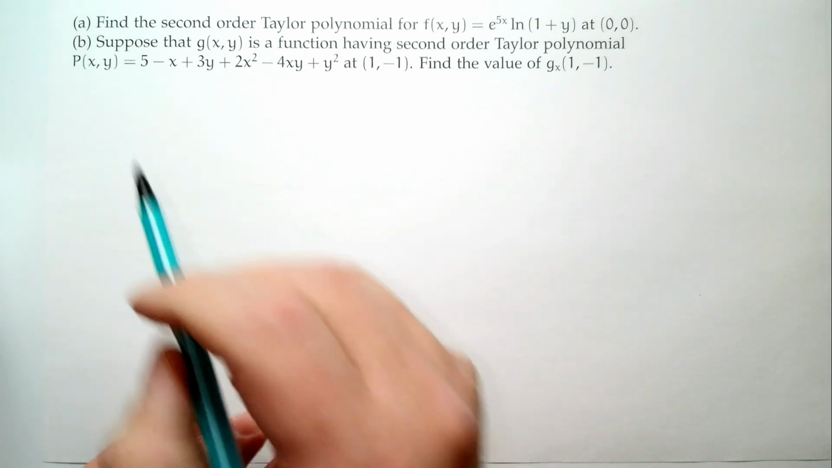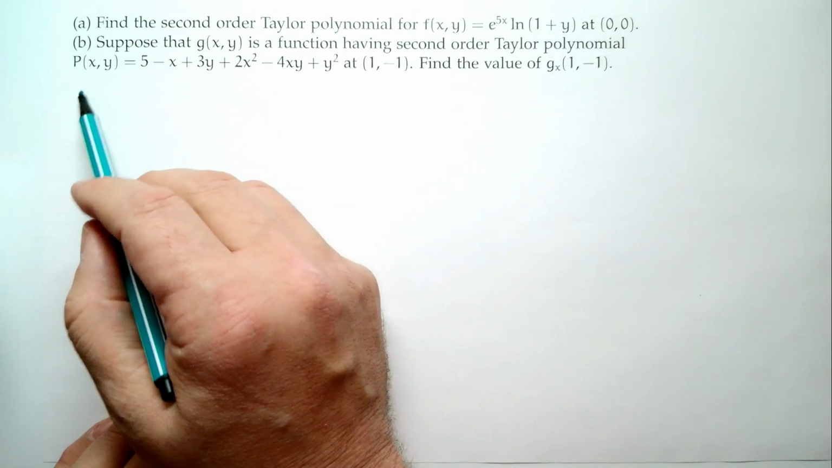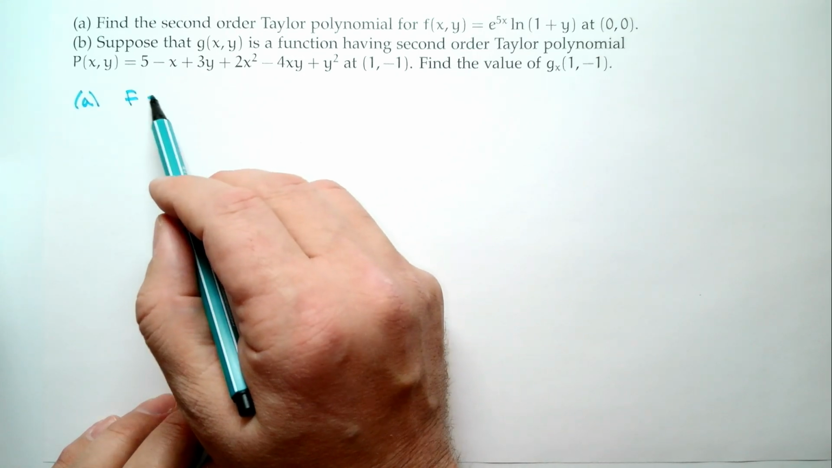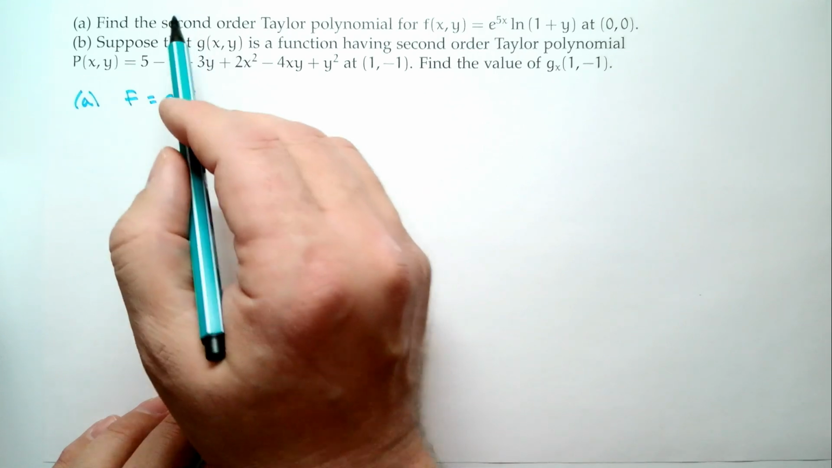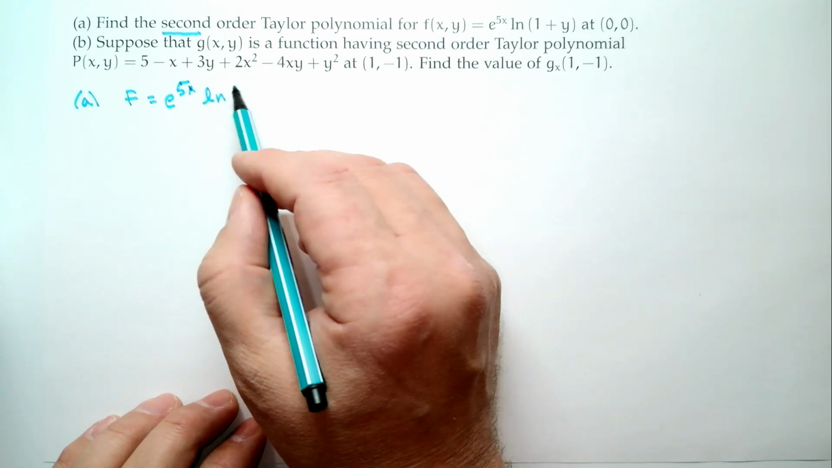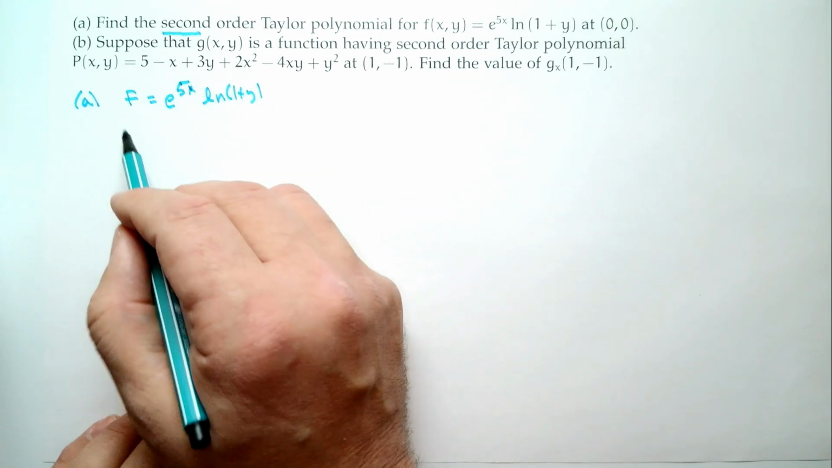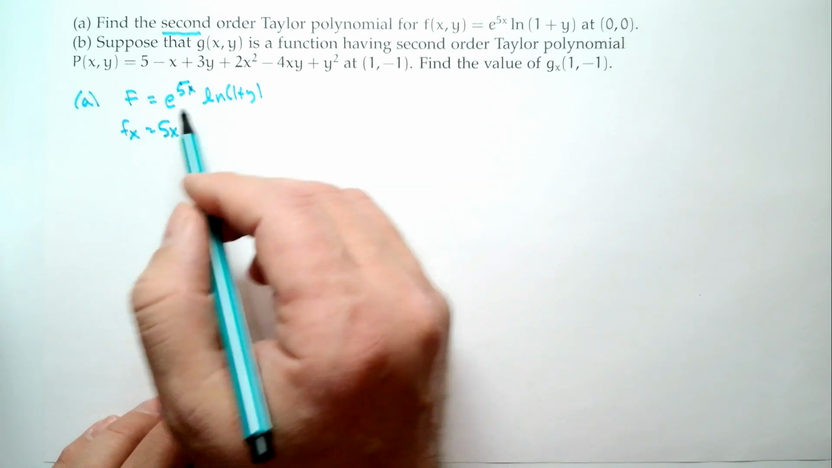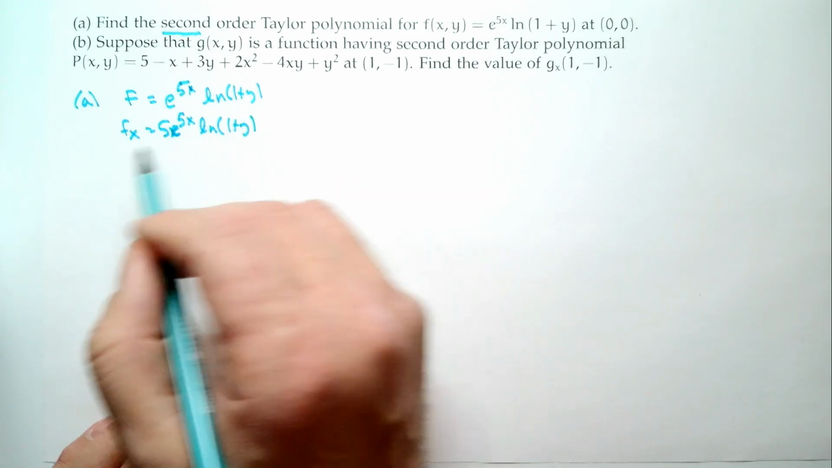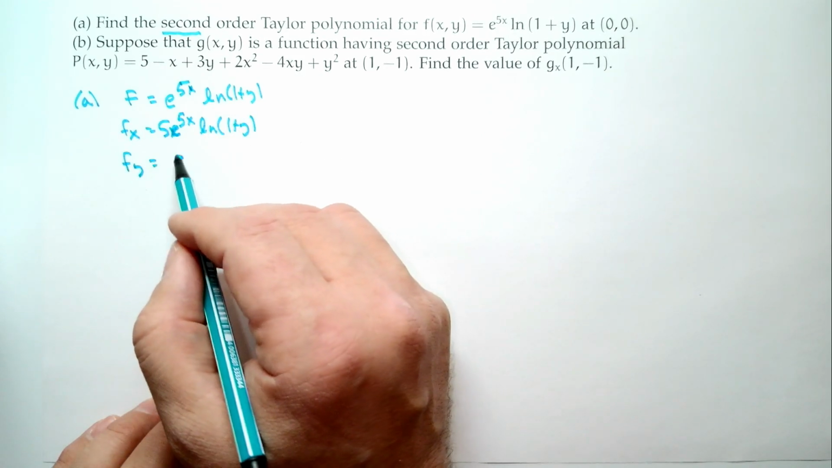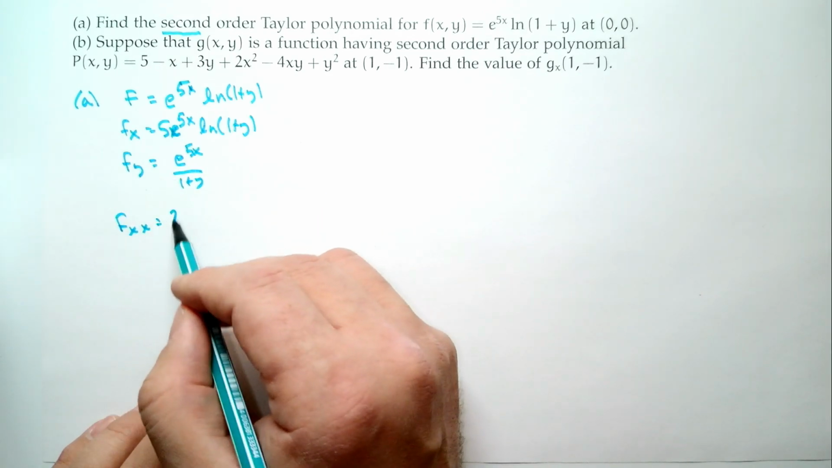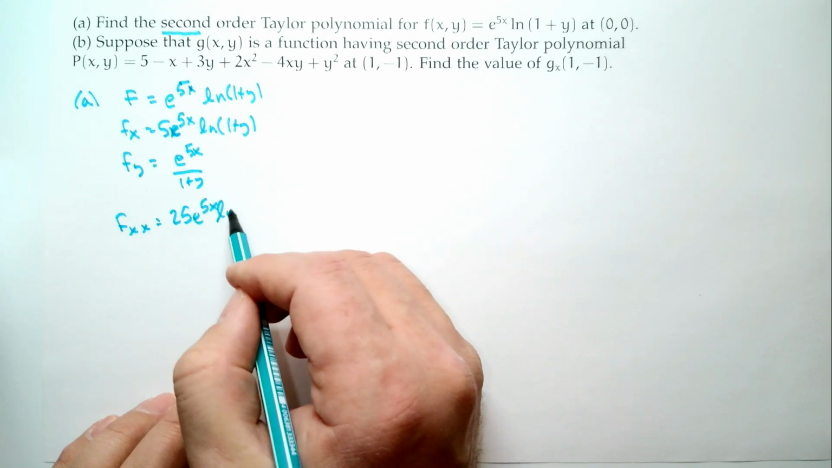Okay, so part A, when you're asked to find the second order Taylor polynomial, the procedure is always the same. You're just going to spend a lot of time taking derivatives. Second order, the word second says you take all derivatives up to order 2. So you start with the derivatives of first order, f sub x. That's not so bad. The 5 comes down. 5 e to the 5x log of 1 plus y. F sub y, that's also not so bad. That's e to the 5x over 1 plus y. Then you do fxx. That's 25 e to the 5x log of 1 plus y.